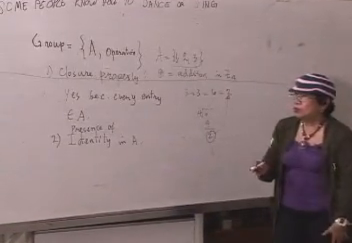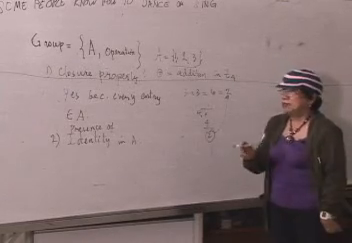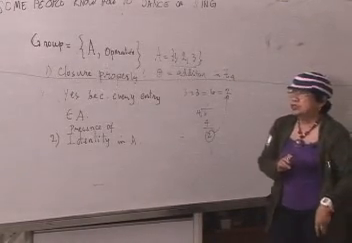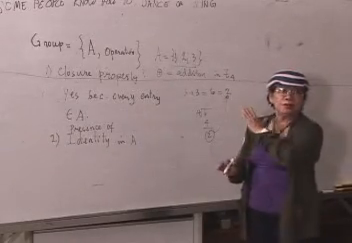So, how do you look at an identity pag given na yung table? What you do is to look at the columns.